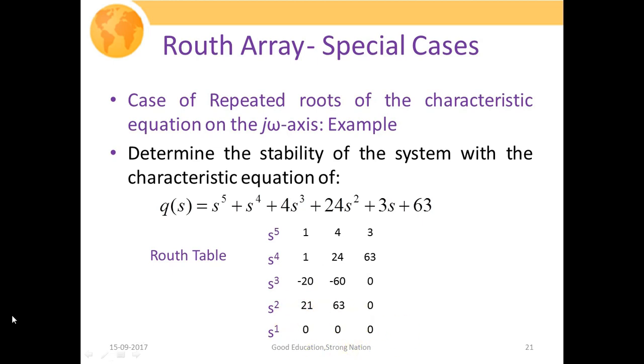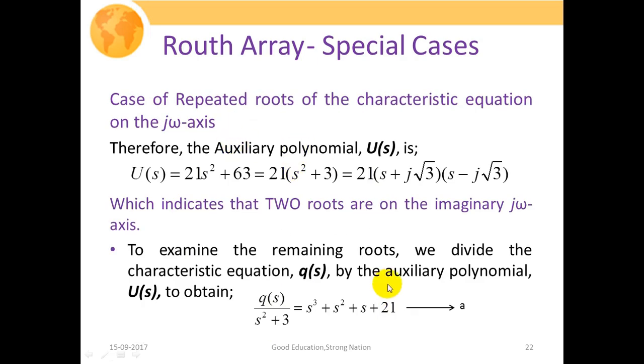What we are going to do now? We are going to take up this auxiliary equation, 21s square plus 63 is equal to 0. So the auxiliary equation or auxiliary polynomial U of s turns out to be 21s square plus 63 is equal to 21 times s square plus 3. So after solving this, we are left with s plus j root 3 into s minus j root 3, which indicates that two roots are on the imaginary j omega axis, plus minus j root 3.